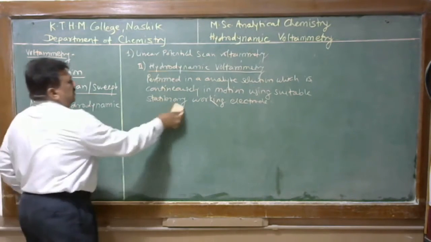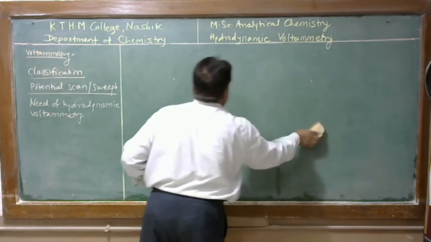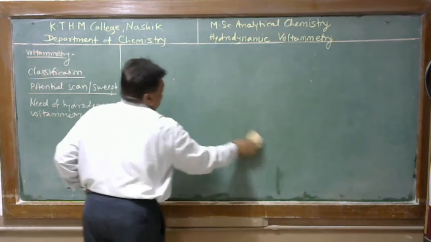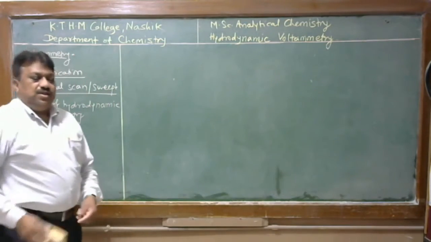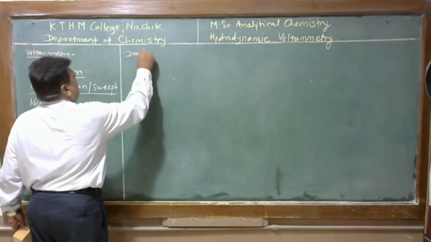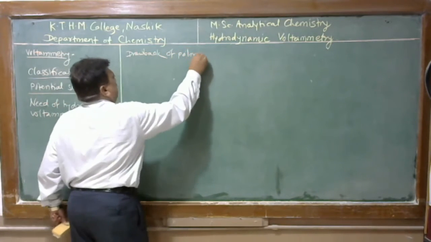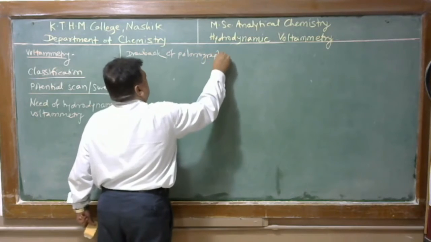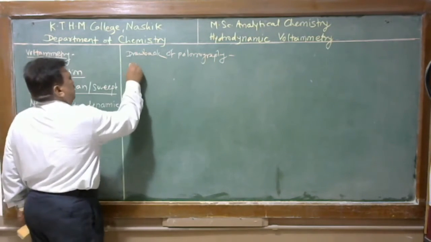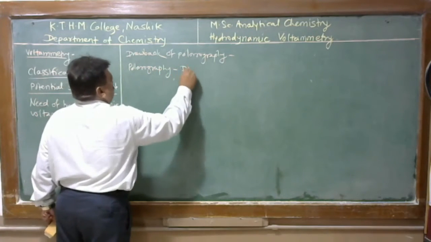Students, we know that polarography is a linear potential scan voltammetry performed in an analyte solution by using a dropping mercury electrode. Therefore, in case of polarography, we can see the drawbacks of polarography, and therefore we can discuss why there is a need for hydrodynamic voltammetry.